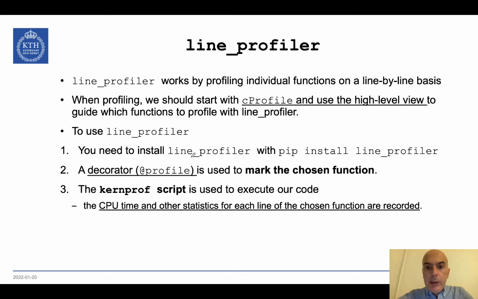To install it, we use pip install line_profiler. This comes with a tool called kernprof, and what we need to do is take the code and add a decorator, @profile, to mark the chosen function, to instrument the chosen function. As I told you, the line profiler comes with a script called kernprof that we're going to use in order to obtain a statistical file with the profiling information. So kernprof gives us the CPU time and other statistics for each line of the chosen function.